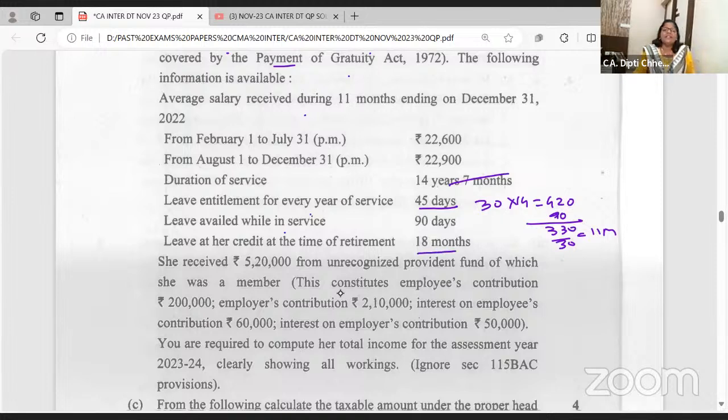Ma'am, then why are we getting 18 months leave at the credit? Dear students, it is coming as per 45 days, and they have given this to confuse you. Your company may give 60 days per year, 75 days per year, but as per the Act, leave salary allowed is only 30 days per year. Even if they give 45 days, as per their credit it is correct. I can calculate and show that it is correct, but that is not needed. This is given to confuse. Leave at the credit, we will calculate as per 30 days.